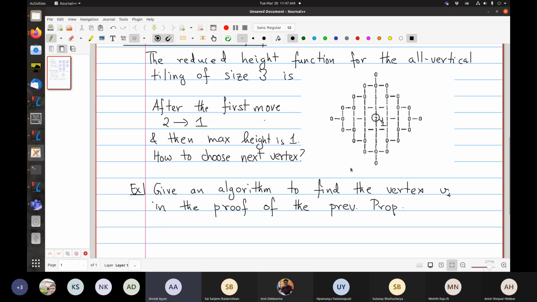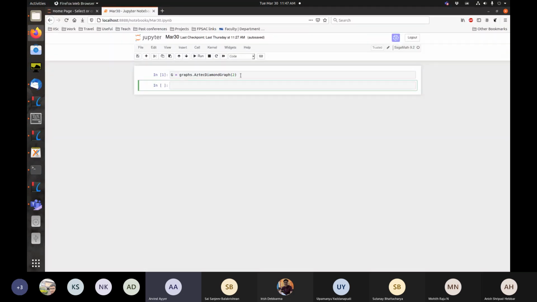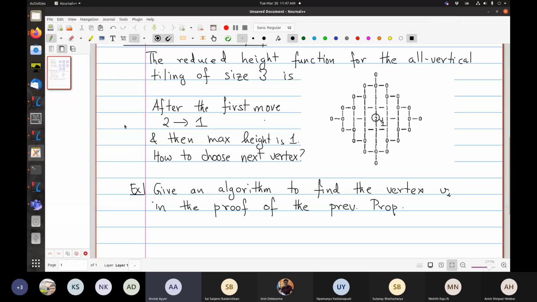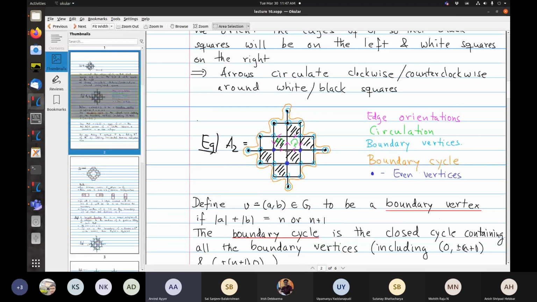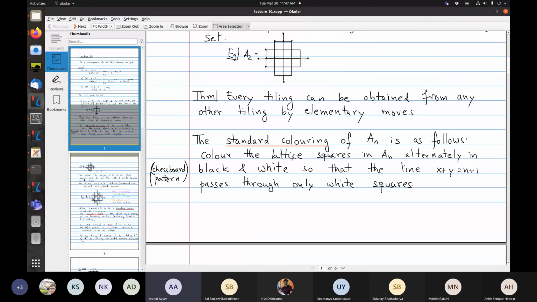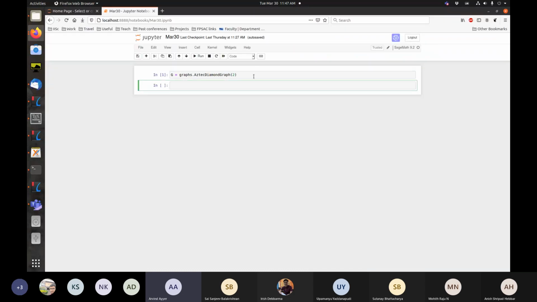So I also wanted to demonstrate these Aztec diamond graphs. I was going to do it in the last class. So remember I said, going back here, that you can think of tiling Aztec diamonds with dominoes as a perfect matching problem. And in Sage, thankfully for us, they have already built these Aztec diamond graphs.